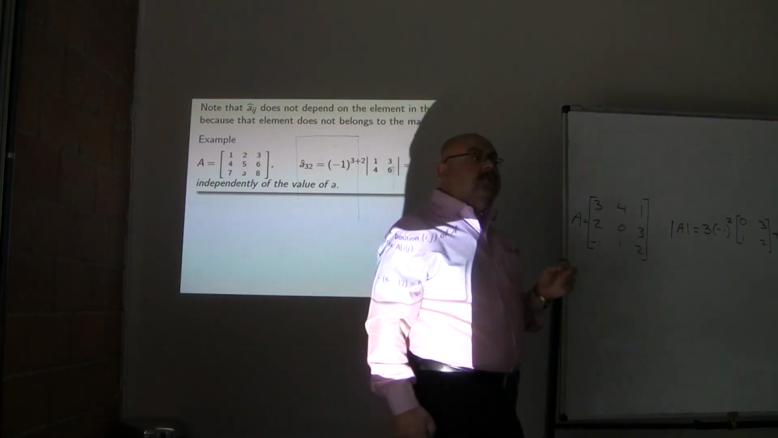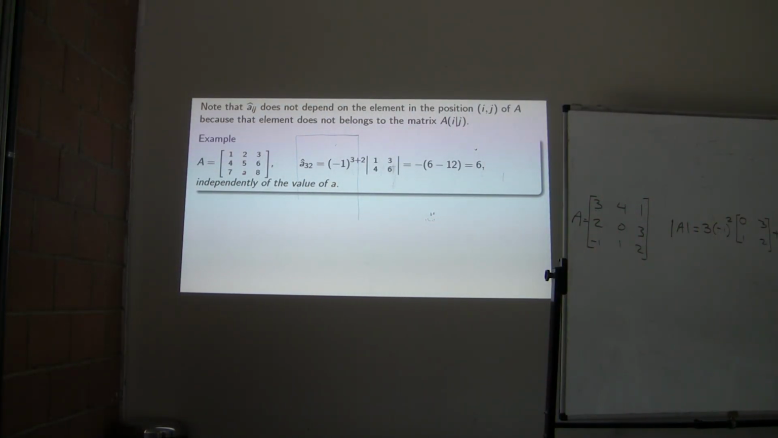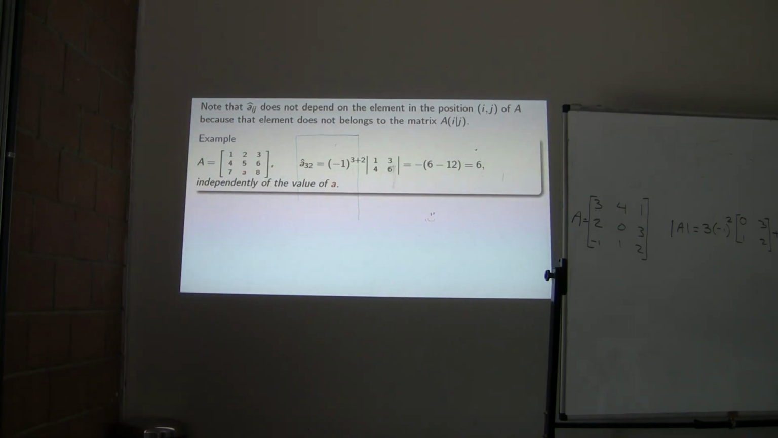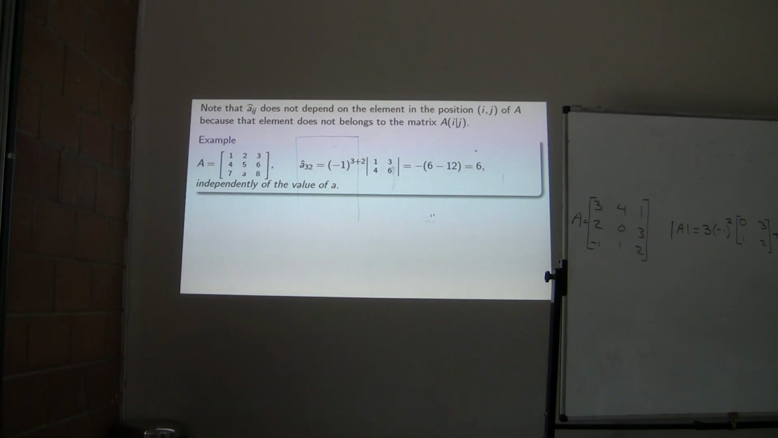Another piece of information about the alternatives in the exam. Sometimes the alternatives are very close to the correct answer. So he can ask you the algebraic complement of the element A32 is equal to 6, and ask you to choose the right statement. Another question may have the same content and answer: the algebraic complement of the element A32 is negative 6. The correct answer is 6, but he's giving you negative 6, which is very, very close.